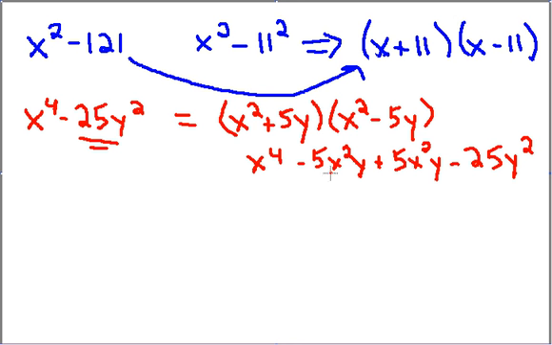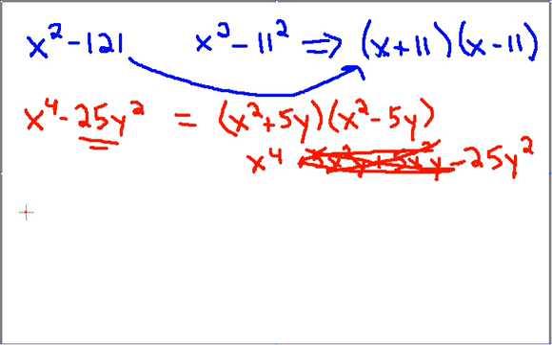This minus 5x squared y and this positive 5x squared y, they cancel. So what's that leave us with? That minus here goes with 25. It leaves us with x to the fourth minus 25y squared, which is in fact what we started with.